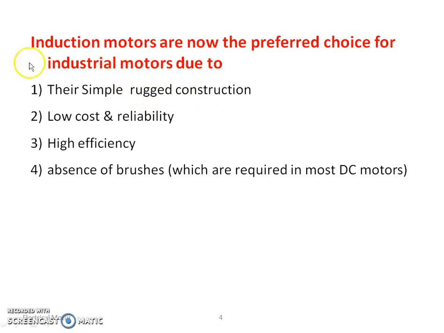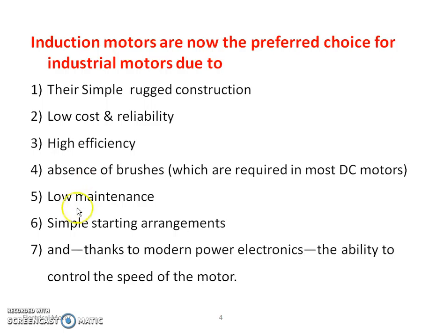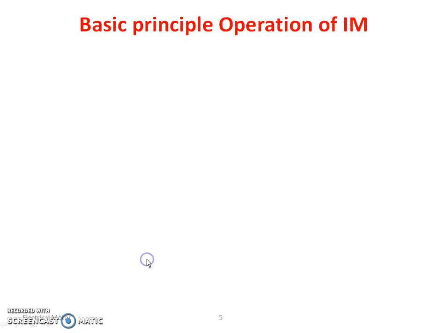Due to simple construction, its cost is very low, it is reliable, it gives high efficiency, and there is absence of brushes which are required in a DC motor. As brushes are not used, maintenance is very low. It has a simple starting arrangement, and due to modern power electronics, the speed control of the motor becomes easy.